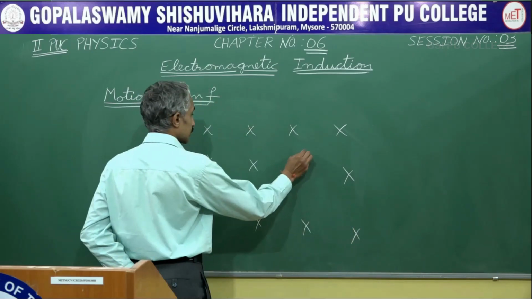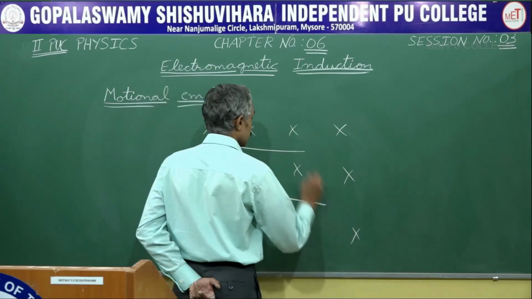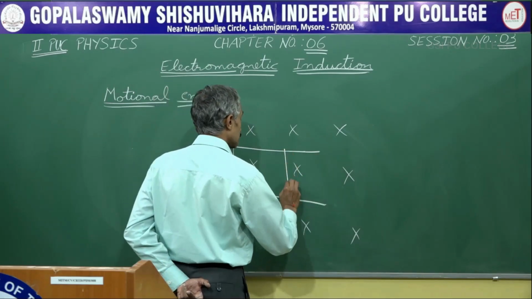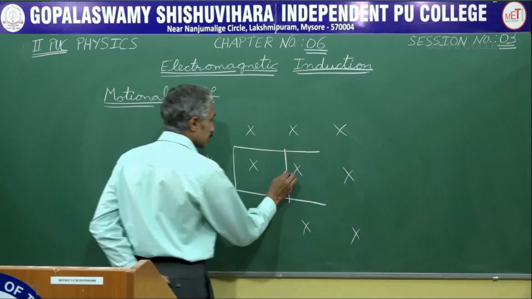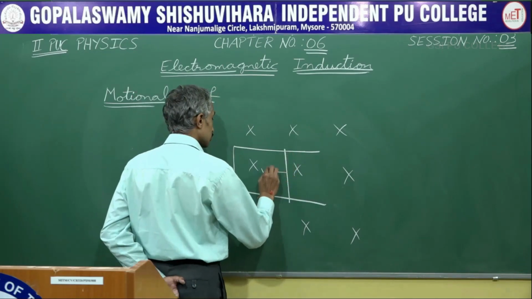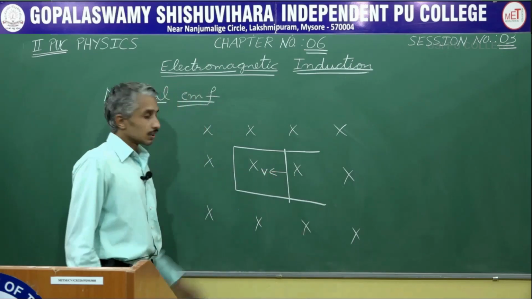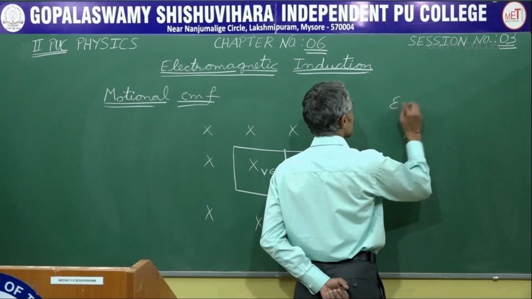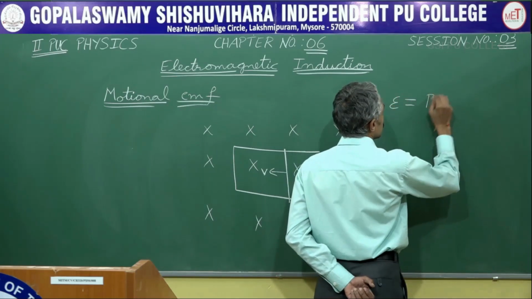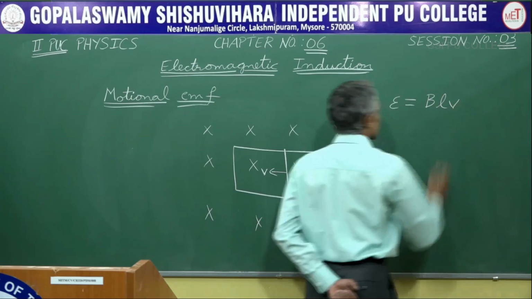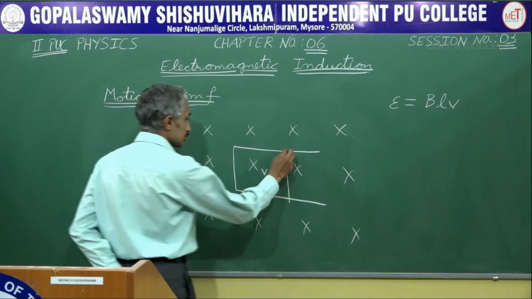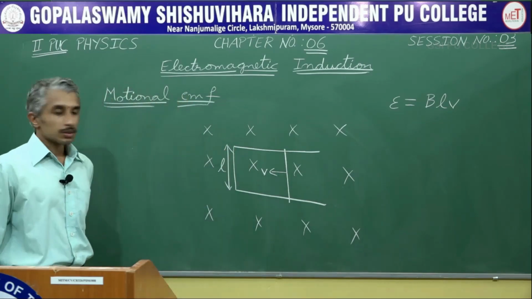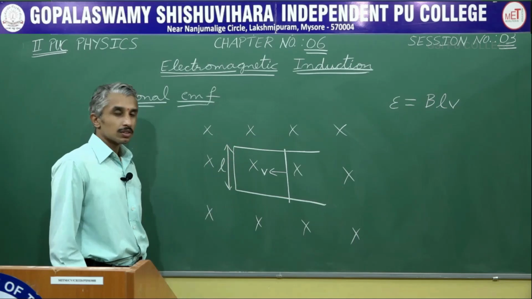a uniform magnetic field. We had a rectangular conductor on which one arm was movable. If we move the arm with velocity v, then the EMF induced here is given by B L into V, where L is the length of the conductor. So, we have derived this expression.